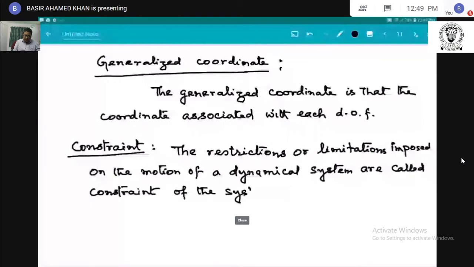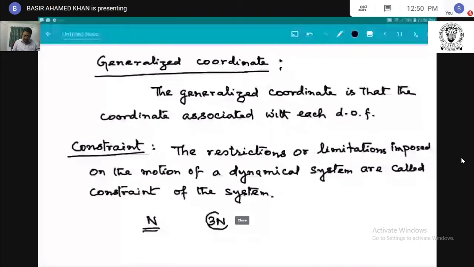So constraint means the restriction or limitation imposed on the motion of a dynamical system. Now suppose a system consists of n free particles. Therefore, the total number of degrees of freedom is 3n.